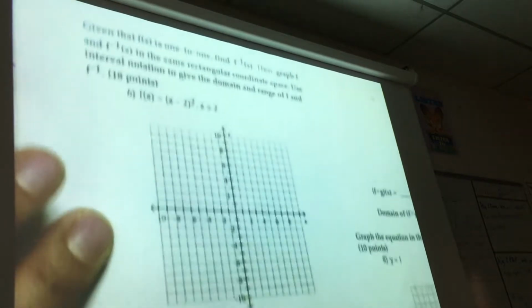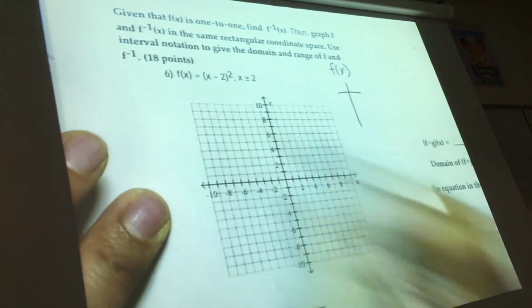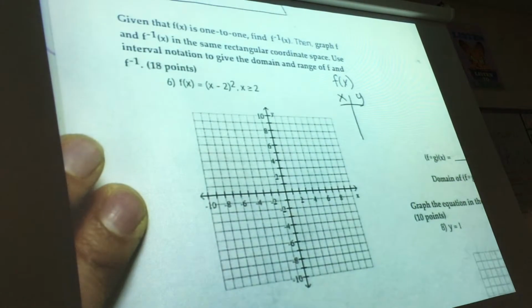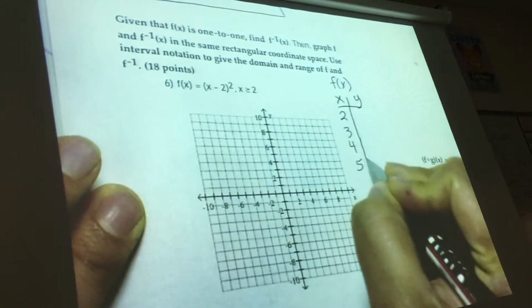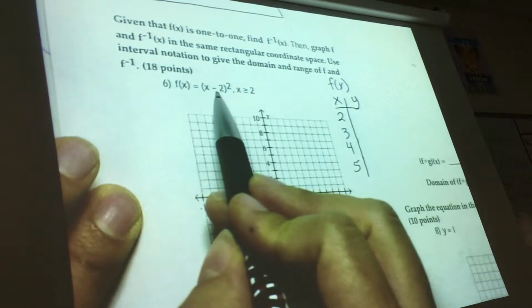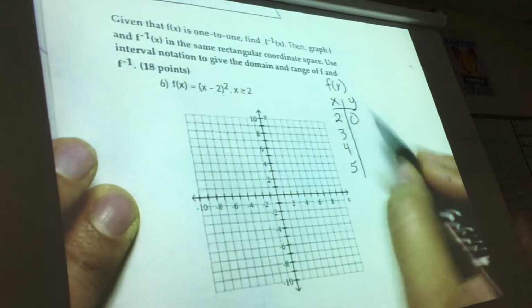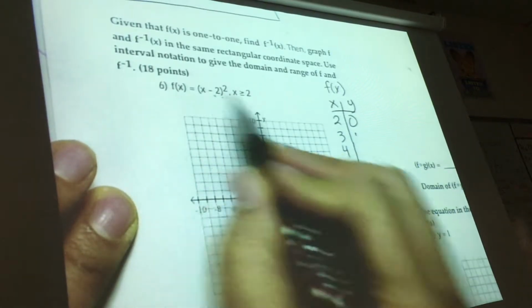So remember, you always start off by making a table of your f of x, which is what they give you. But they tell you to start off with what number? The 2. So I'm going to use 2, 3, 4, and 5. We'll stop there. So 2 minus 2, 0, 0 squared, 0. 3 minus 2, 1, 1 squared, 1. 4 minus 2, 2, 2 squared, 4.